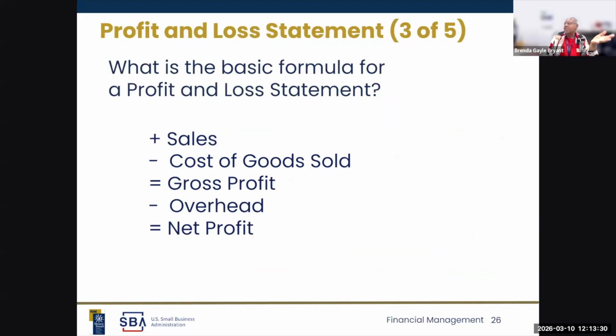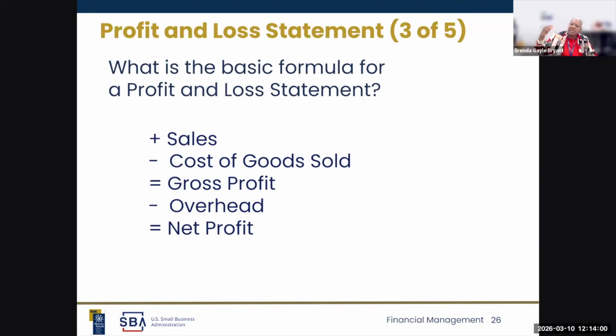So everything has a formula, right? So we said the balance sheet formula is assets equal liabilities plus equity. My profit and loss formula is more simple than this. It is money coming in minus money going out tells me I either have a profit or a loss.